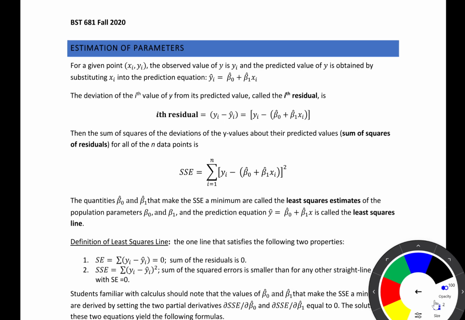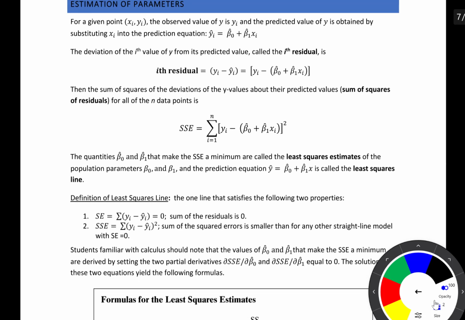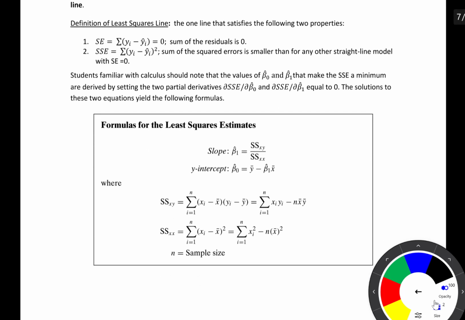And again, the idea is if we looked at all of these squared residuals, we want to minimize that. The quantities that define that line, the beta hat naught and the beta hat 1, that make that a minimum, that's what we call the least squares equation. And so here is our definition of our least squares equations. It is the one where the sum of the residuals is 0, and the sum of the squared errors is smaller than for any other straight line model. And so here is the formula.